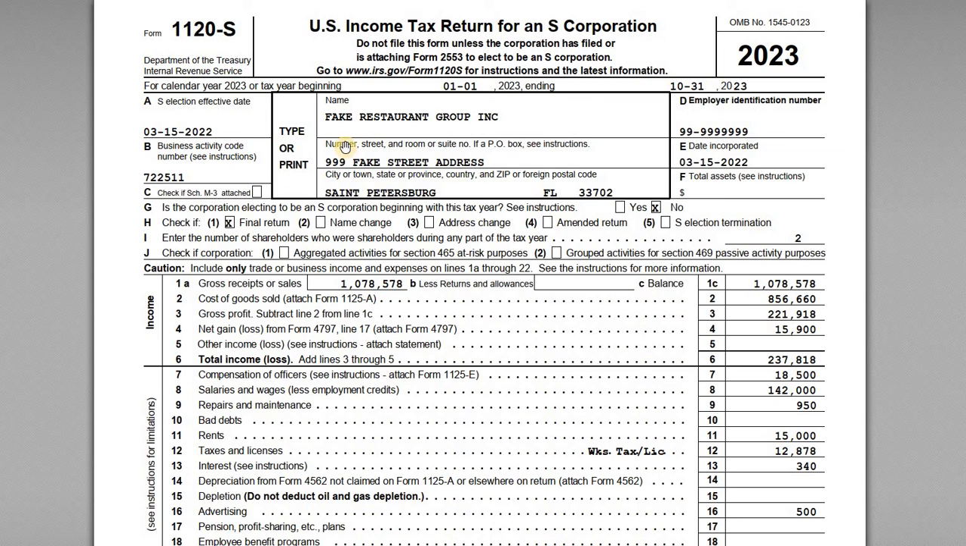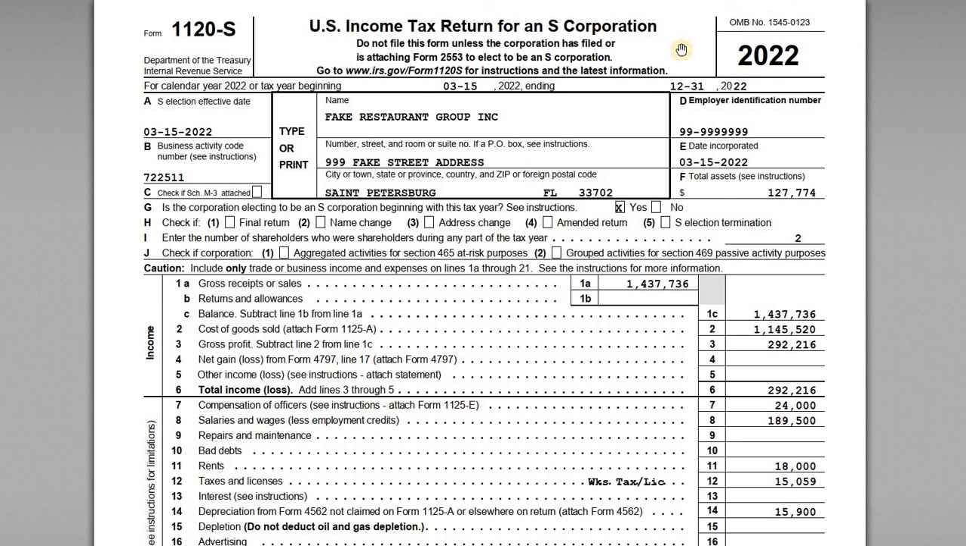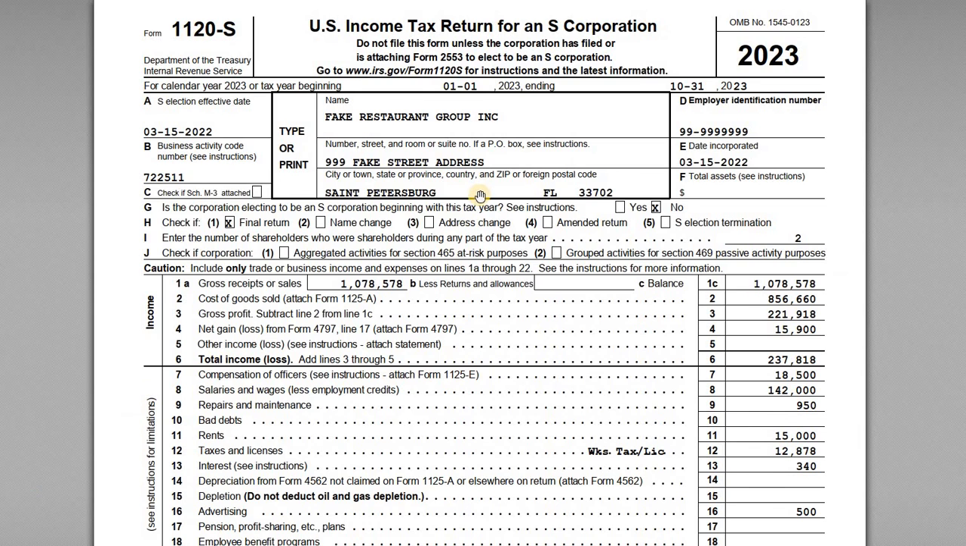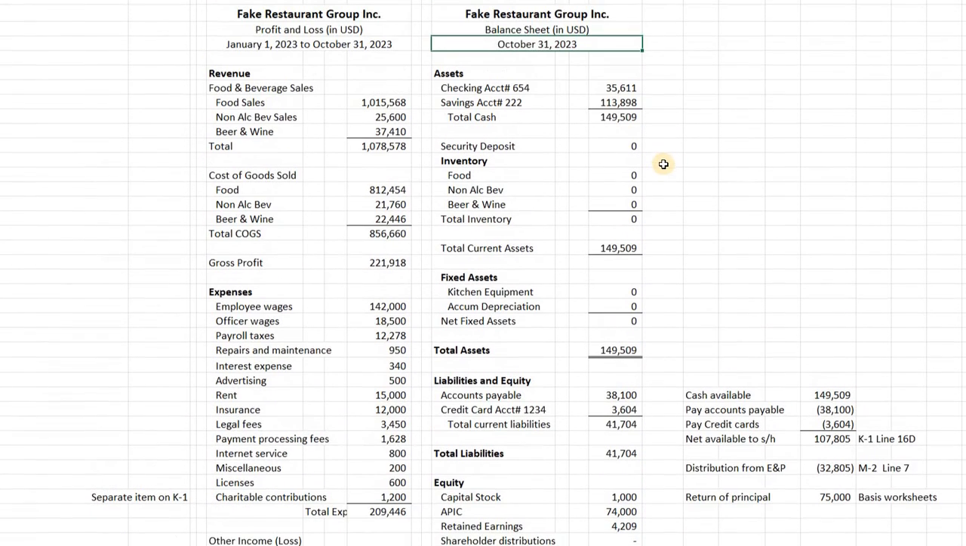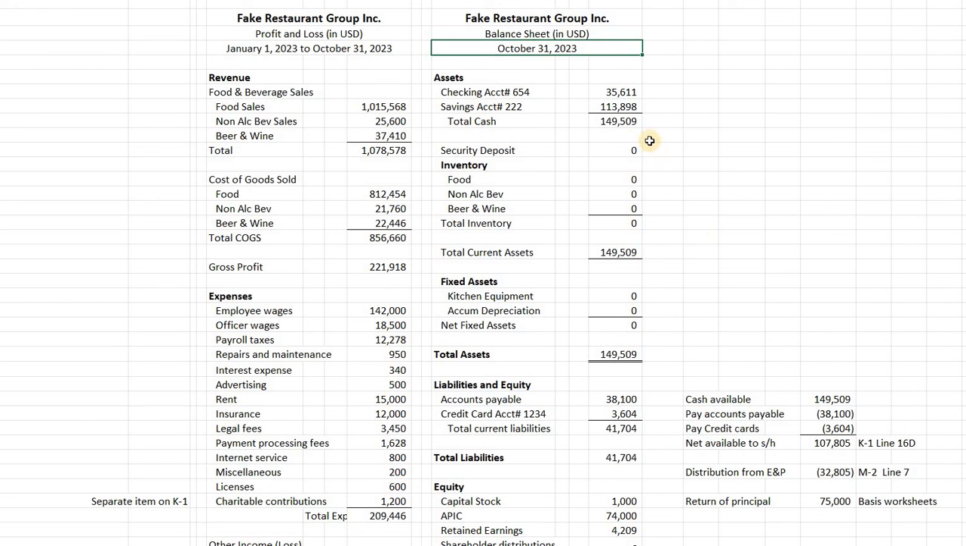So we've got the full return here with the K1s, K2, K3, and we've also got the prior year return from 2022, which we'll need in order to carry over some of those beginning of the year balances. In addition to that, we have the sample financial statements for our company here. So we've got a profit and loss from January 1st through the end of October. And then we've got a balance sheet as of October 31st, but it hasn't been completely zeroed out yet. So what we'll see here is we are in a position where all of the assets were liquidated and all we have is cash remaining. And that's so we can get a sense of what our liquidating distributions are going to look like.